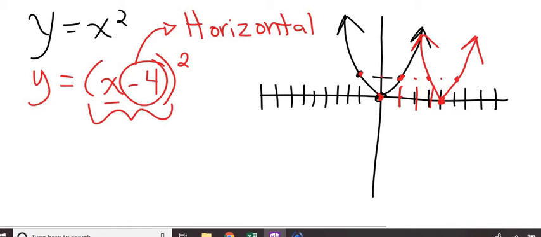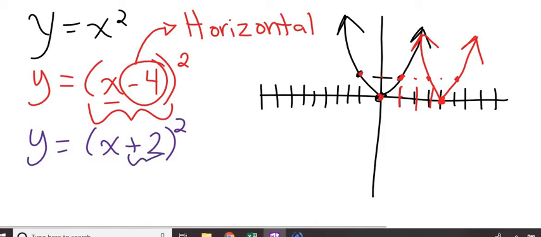If you have y equals x plus 2, all squared, now it's being added, so my natural tendency would be to go to the right, but I know that this is a horizontal shift, which is just the opposite, so you actually go to the left. So 1, 2, 1, 2, and then 1, 2.